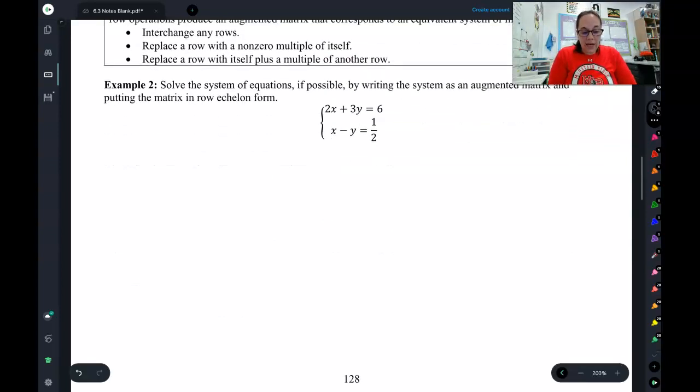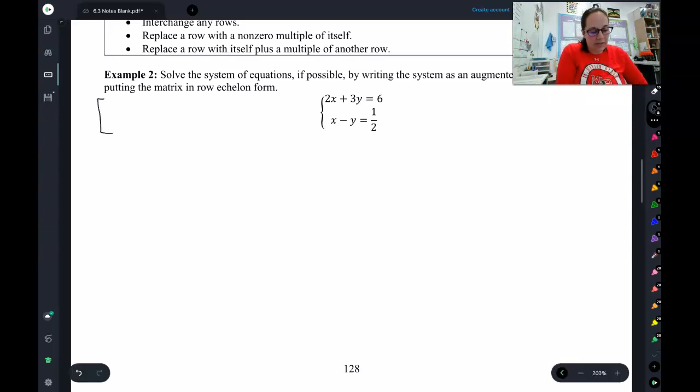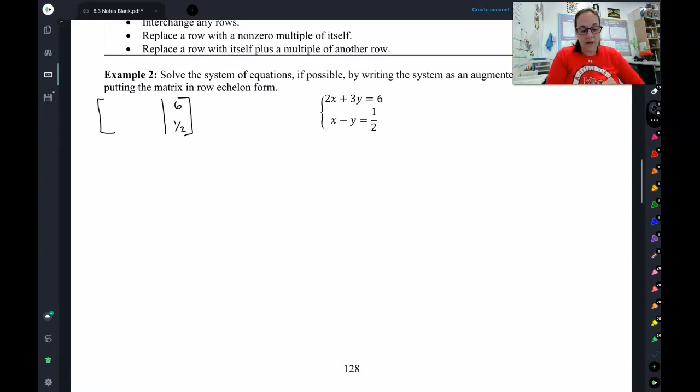Now, to get it in row echelon form, we're going to do the same exact steps we did in the last video, meaning write it as an augmented matrix and then get the zeros in the right place using elimination. So let's start by writing example 2 as an augmented matrix. So there's my equal sign. To the right of my equal sign are the numbers that it's equal to. To the left of the equal sign are my coefficients. So 2, 3, 1, negative 1.